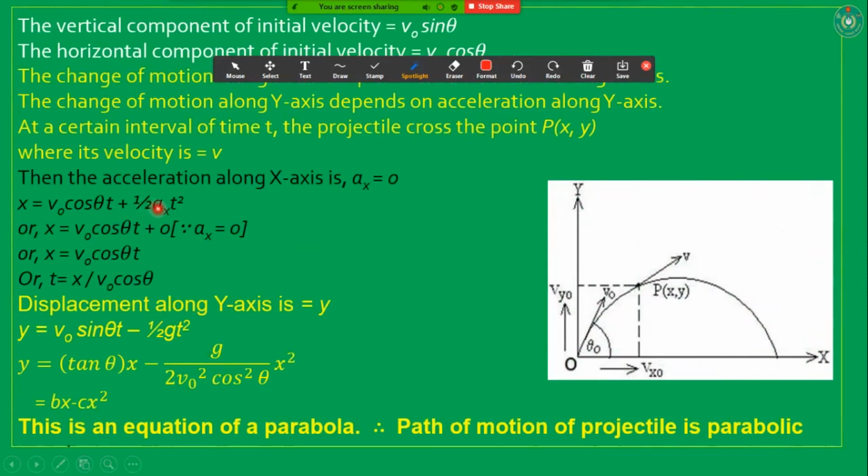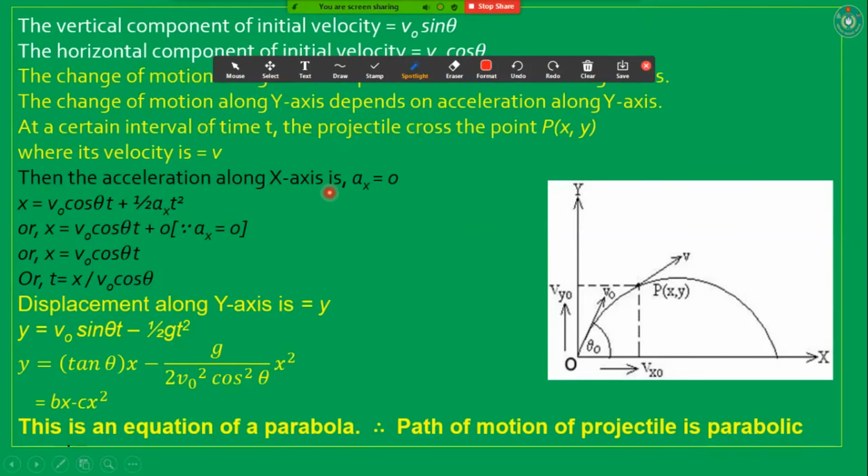The change of motion along the y-axis depends on the acceleration along the y-axis. But there is no acceleration due to gravity along the x-axis. There is no linear acceleration along the x-axis. So let's see.